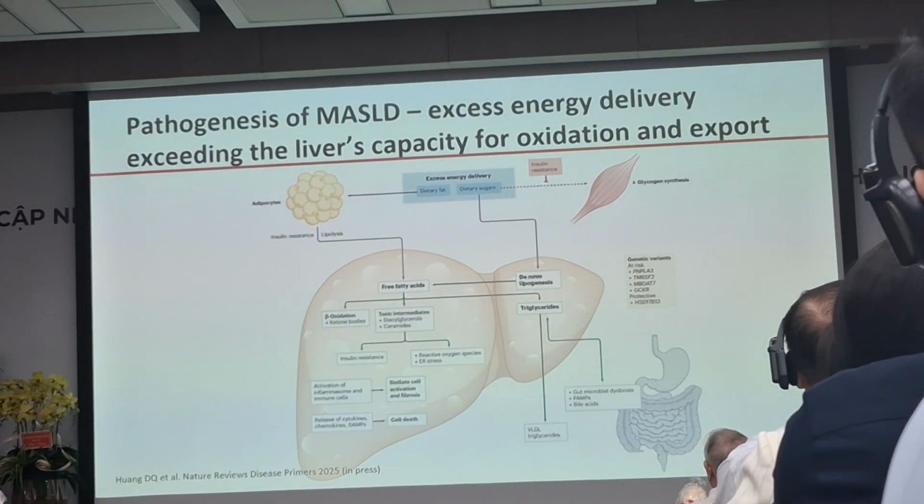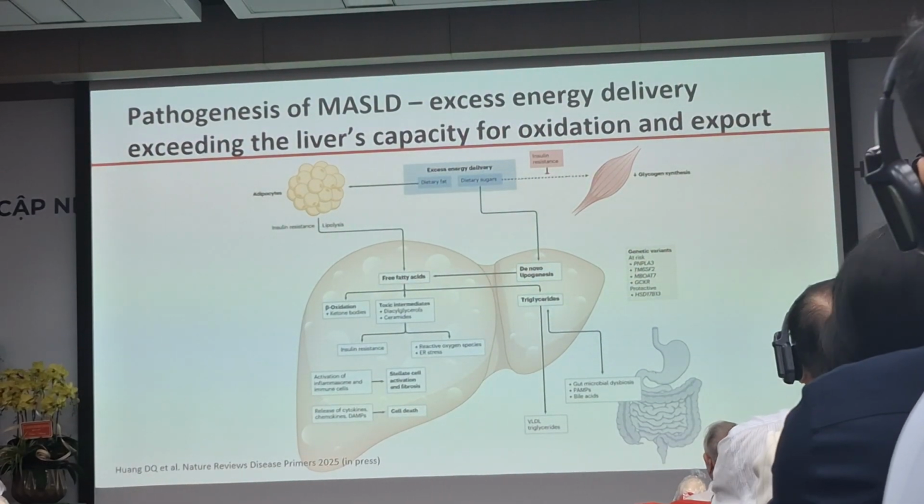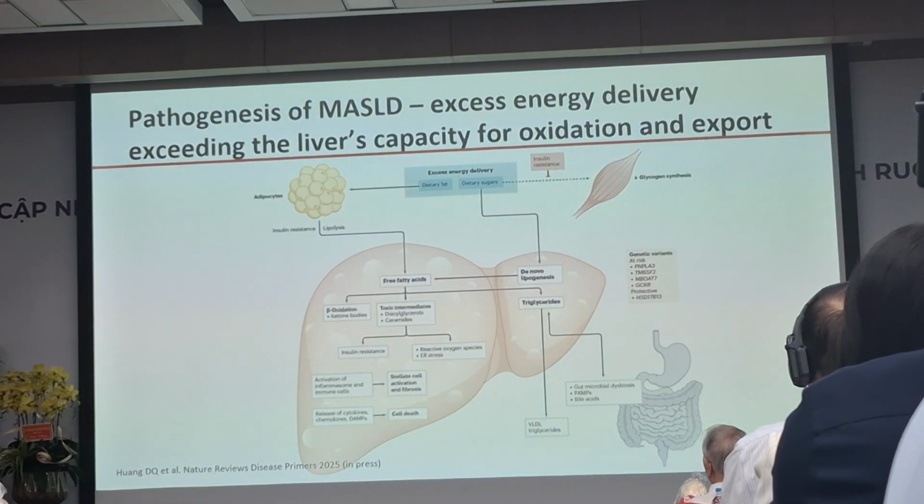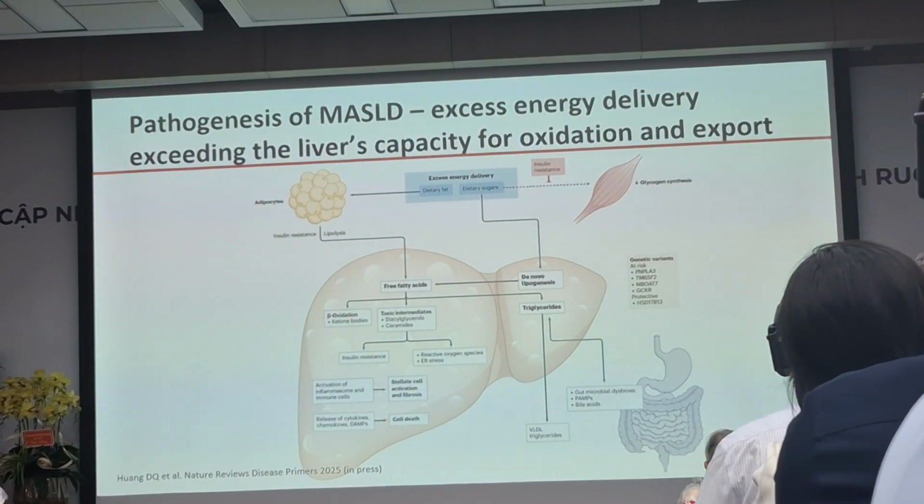And what causes fatty liver disease? Well, from a very simplistic point of view, it's when there's too much energy in the form of carbohydrates or fat that exceeds the liver's capacity for oxidation and export. So basically, too much in and too little out.